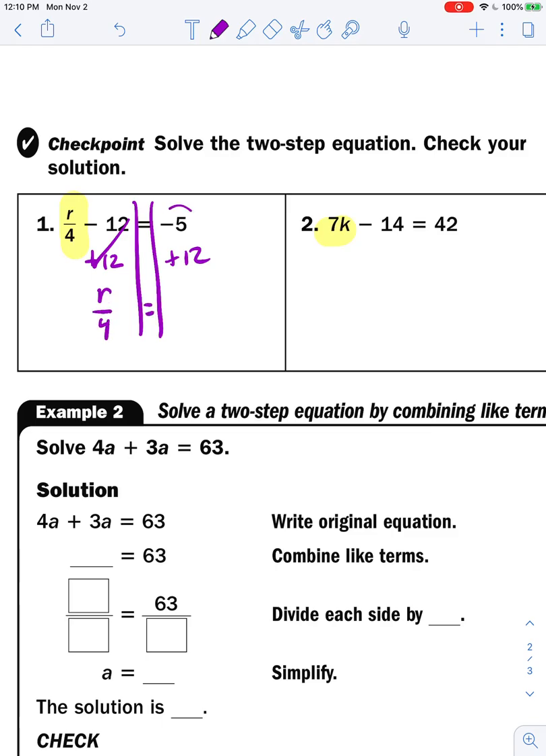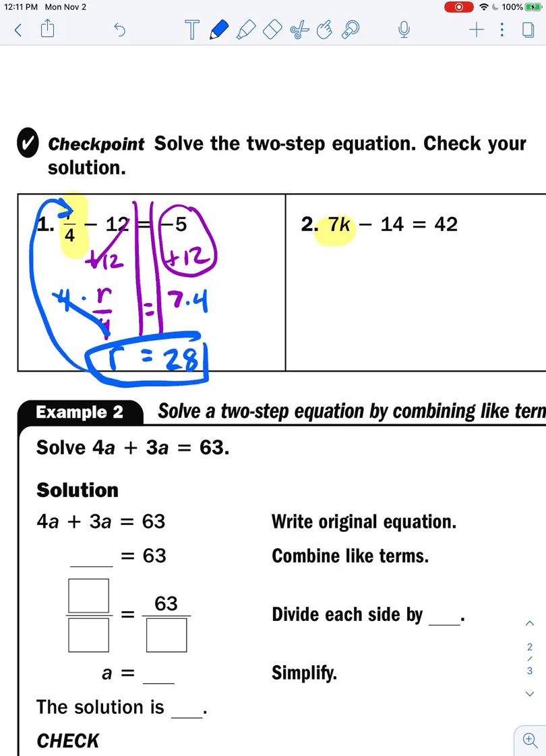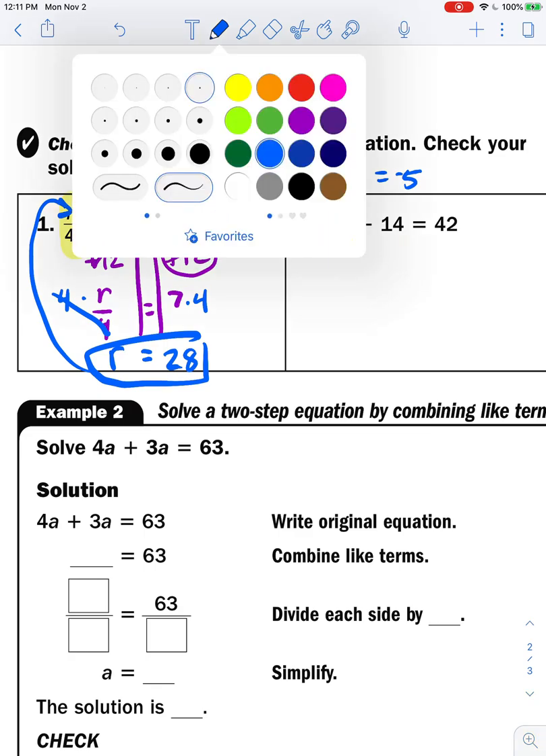So then all I have left is the r divided by 4, and over here, these two go together to become a 7. Now, this r is divided by 4, so to undo that division, I'm going to multiply this side by 4 and this side by 4. So my last step lands me at r equals 28. I can go back up here, grab my calculator, and do 28 divided by 4 minus 12. That will turn into 28 over 4 turns into 7 minus 12, which will equal -5, and that checks with what I was supposed to get.